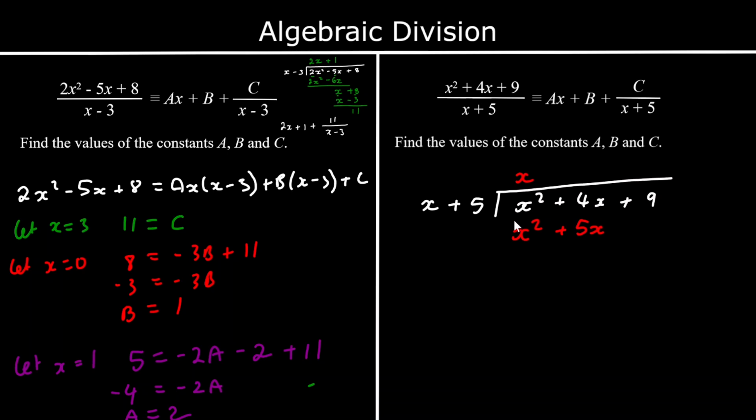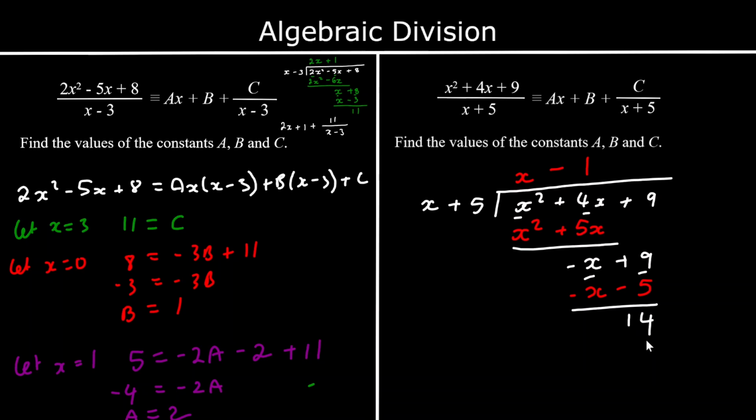Now we're going to take away. x squared take away x squared is nothing. 4x take away 5x is minus 1x, and bring down the next number. Negative x divided by x is negative 1. Multiply by the negative 1. So negative 1 times x is negative x. Negative 1 times 5 is negative 5. And again, take away. So negative x take away negative x is nothing. 9 minus minus 5 is 14.